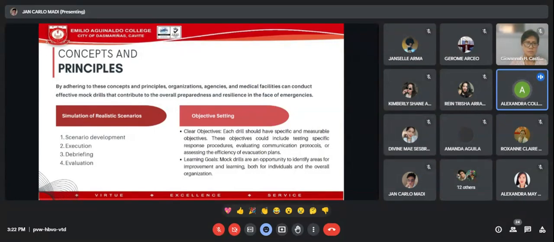So, dito, nasa-set natin kung ano nga ba yung mga kailangan pa nating i-improve at kailangan pa nating matutunan in the future para kapag dumating isang disaster, kaya nating harapin or pwede tayo maging prepared. Next slide, please.